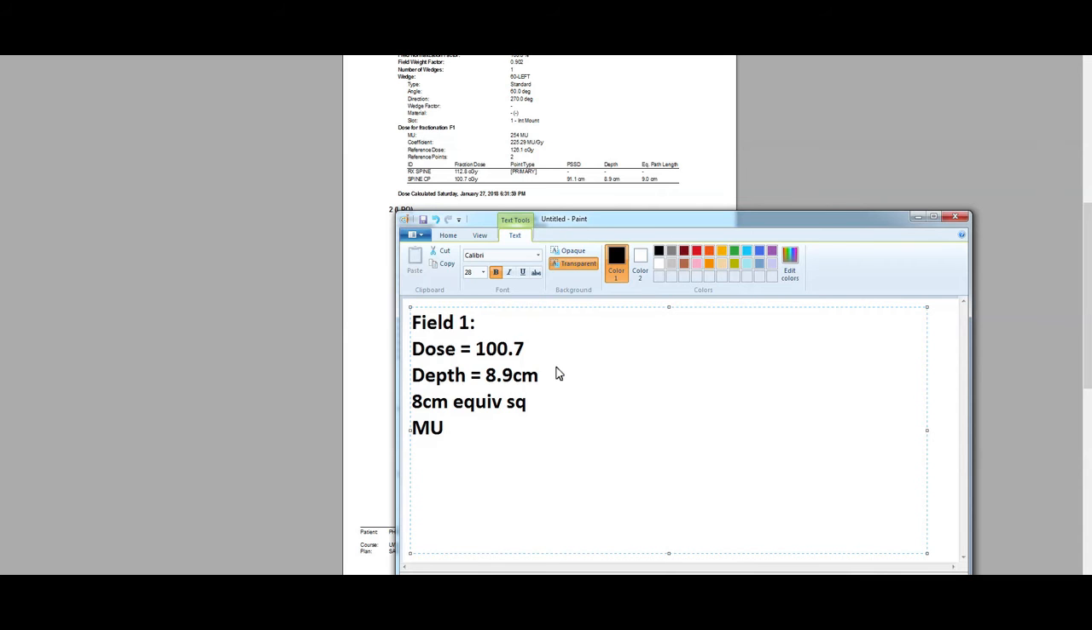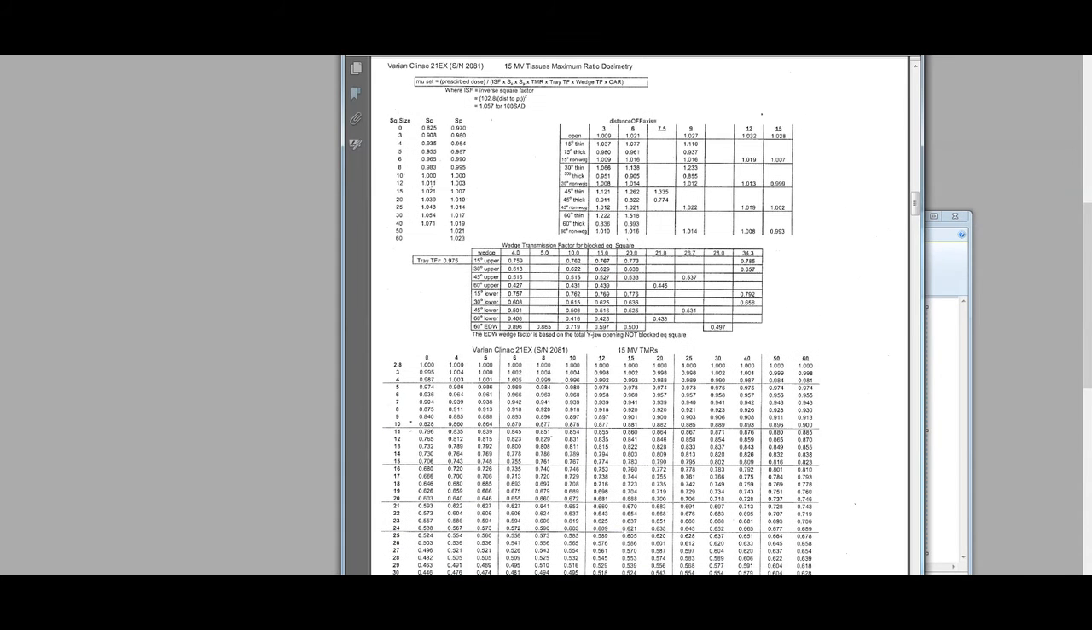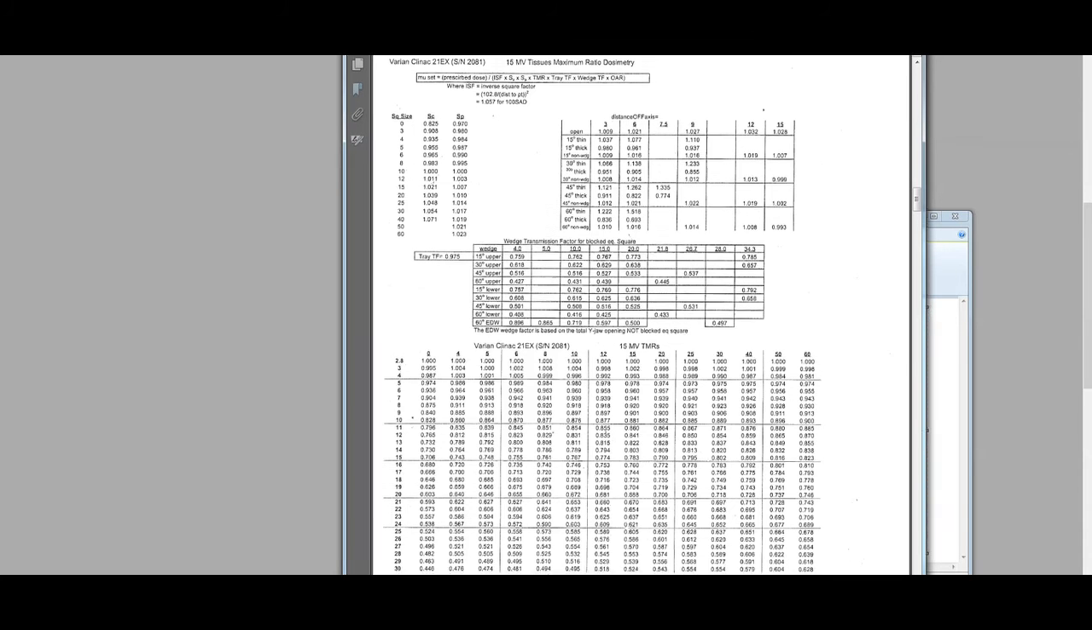equivalent square. So if I look up the monitor units, I have dose divided by S sub C, S sub P, a TMR. My isodose line is going to be 1.0 because I'm at 100. My inverse square factor I need, and then I need a wedge factor. I don't have an off-axis ratio since I'm on the central axis. So 100.7 divided by S sub C. If I pull my 15 MV TMR data tables in, 8x8, I have 0.983, S sub P 0.995.